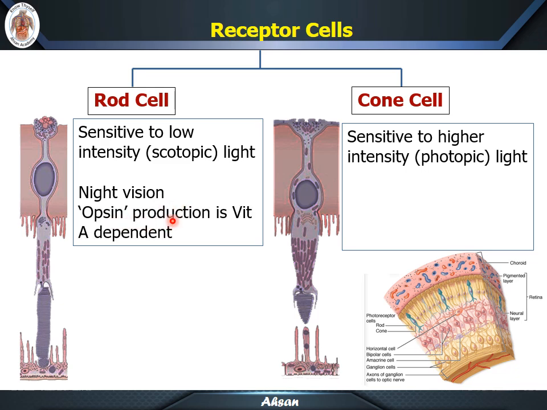Opsin is the chemical substance that is produced by the rod cells, and the synthesis of opsin depends on vitamin A. So vitamin A deficiency leads to loss of night vision. On the other hand, the cone is responsible for color vision and daylight vision. This gives us the ability to see the object perfectly. In night vision, you cannot see the color.